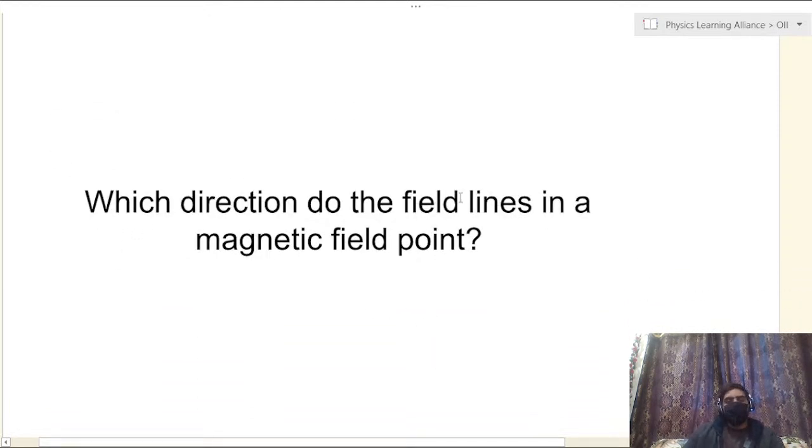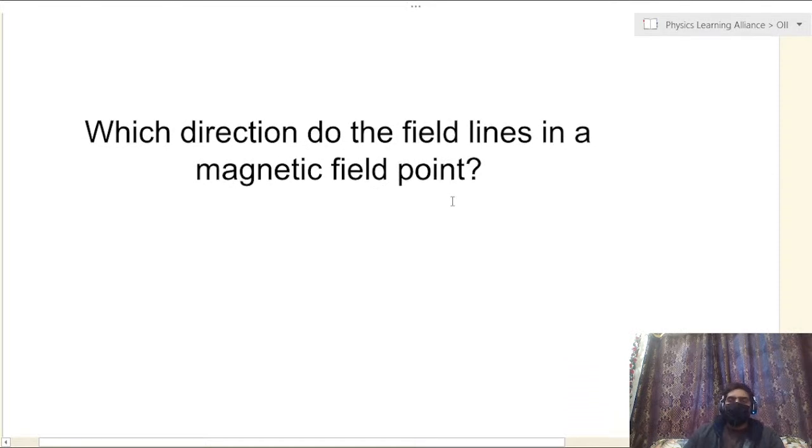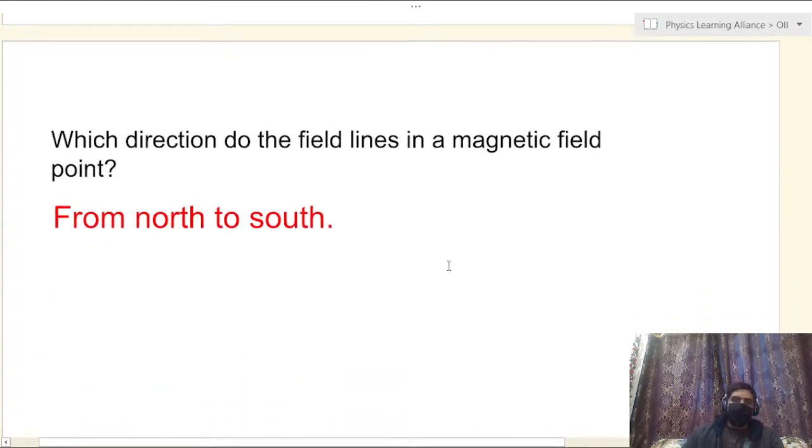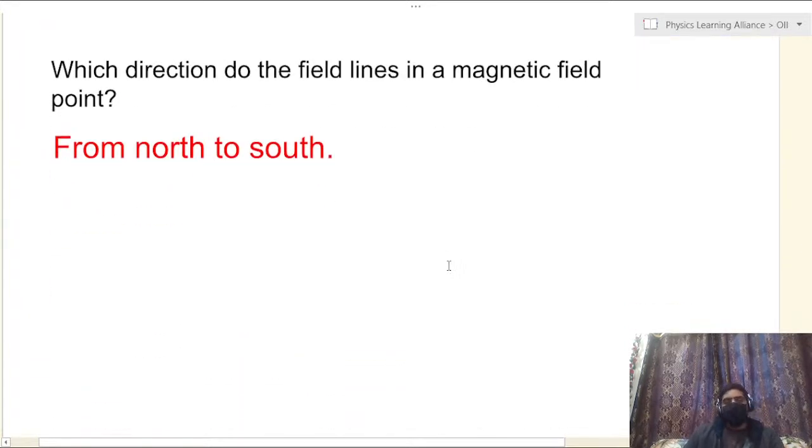Which direction do the field lines in magnetic field point? Electric field lines point from positive to negative, positive charge to negative charge. And magnetic field lines emerge from the North Pole and they are directed towards the South Pole.